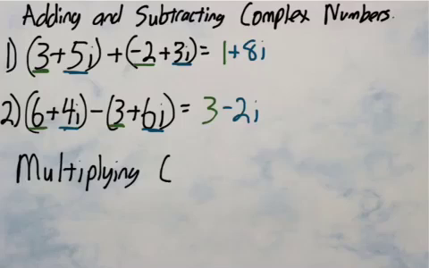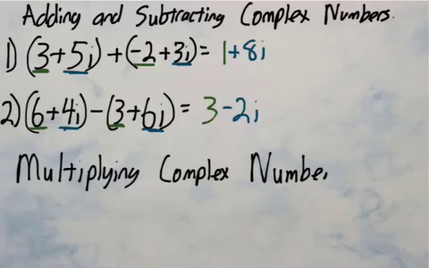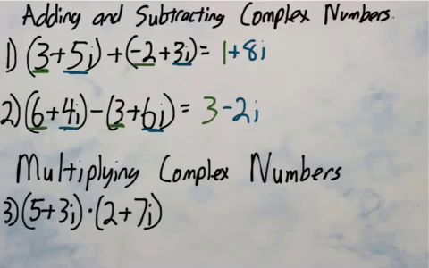Multiplying complex numbers. This is also going to be very familiar to algebra. So we have 5 plus 3i times 2 plus 7i. We need to distribute, basically. Some teachers will call this the FOIL method. I try to stay away from that. It's just like distributing. That works for any term or any size polynomials, essentially.